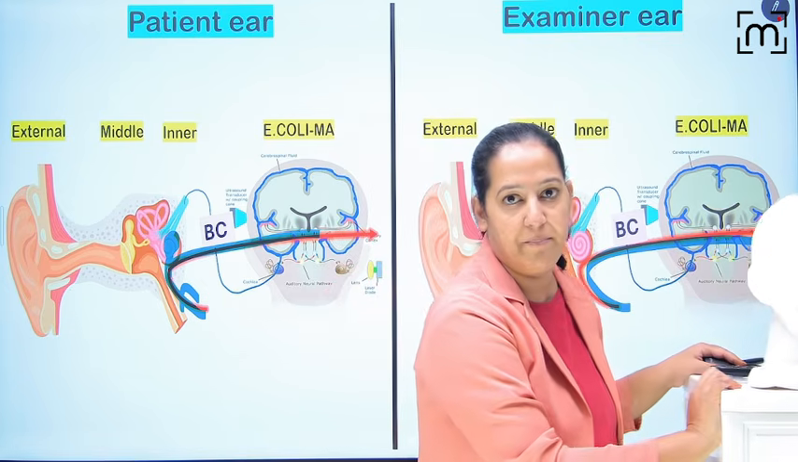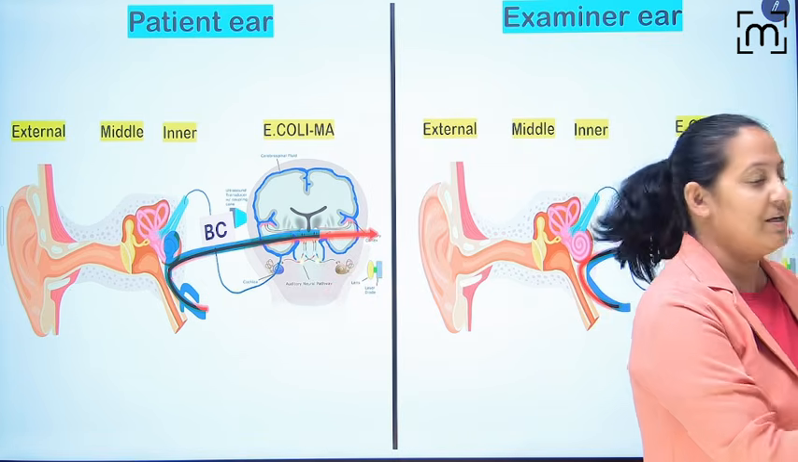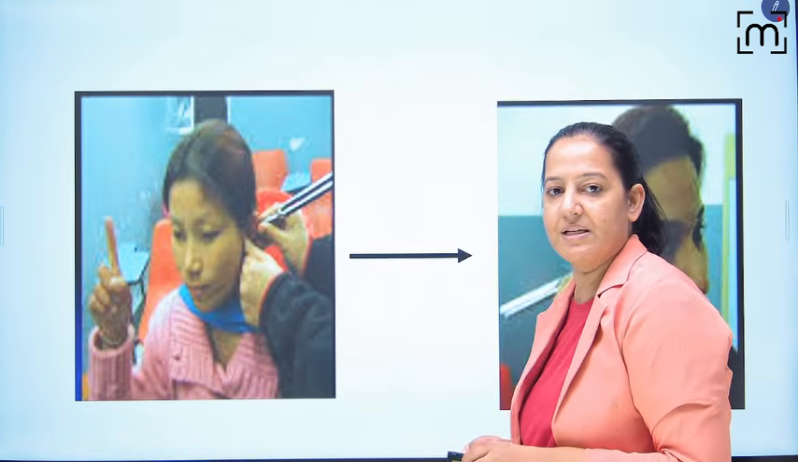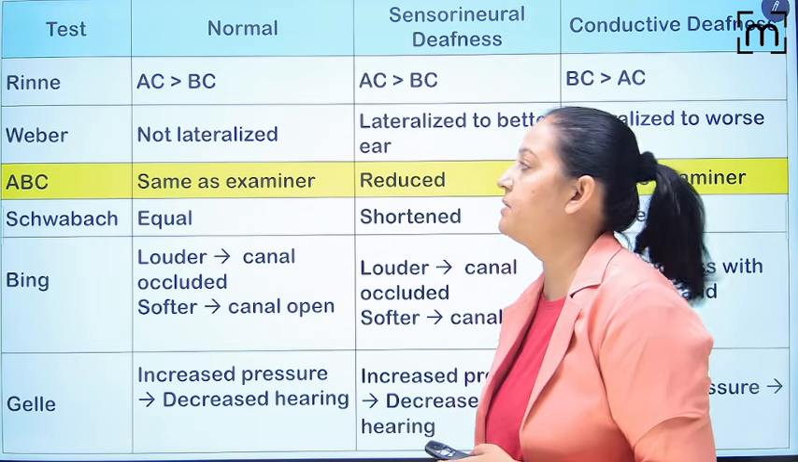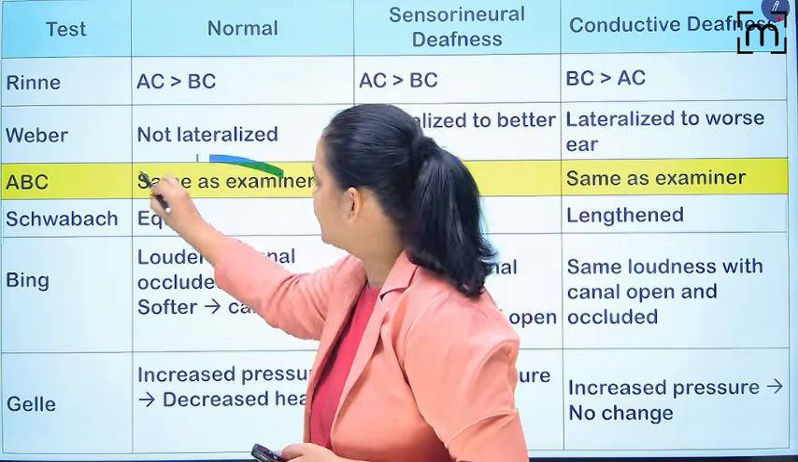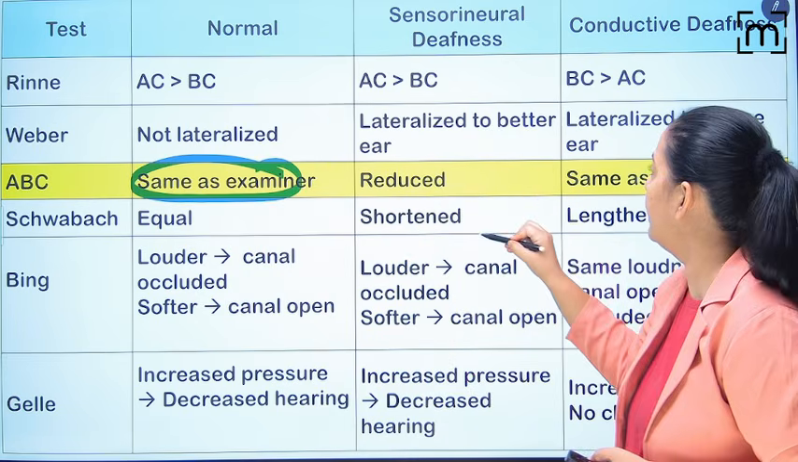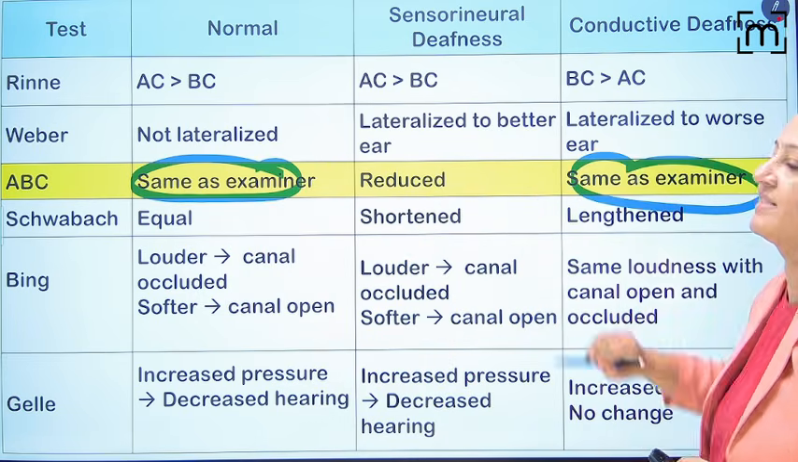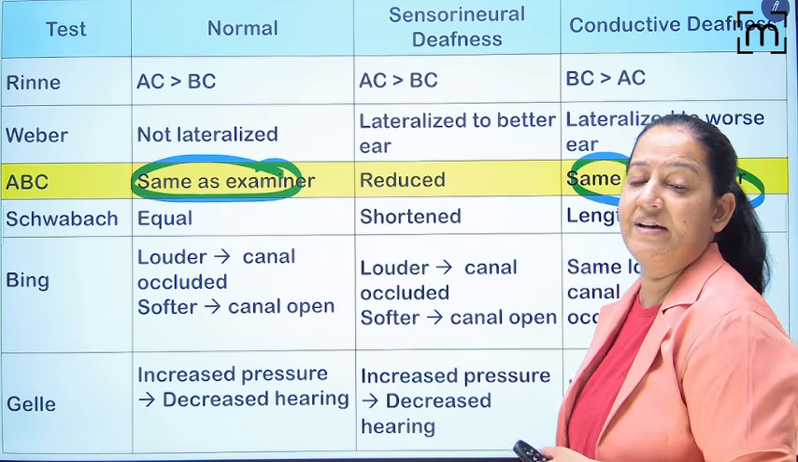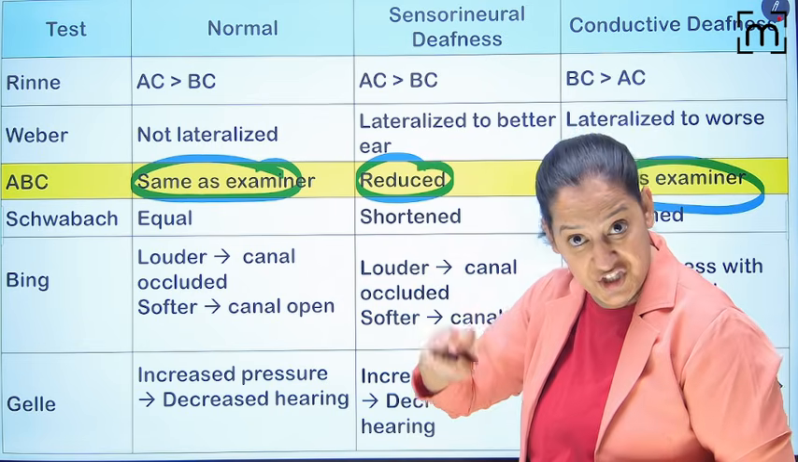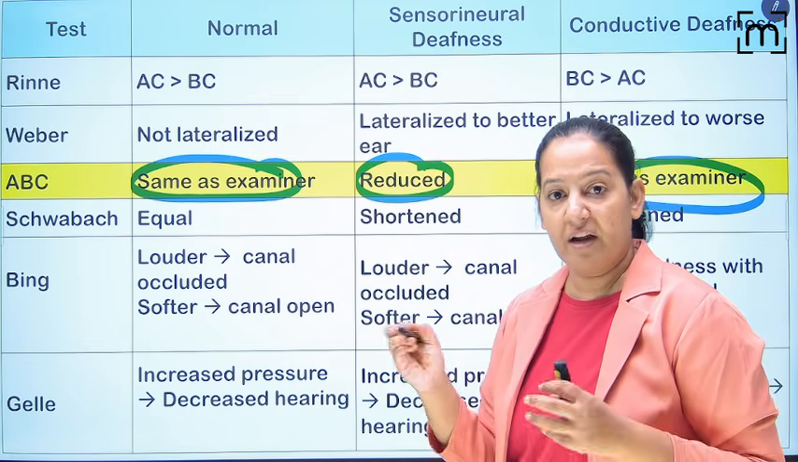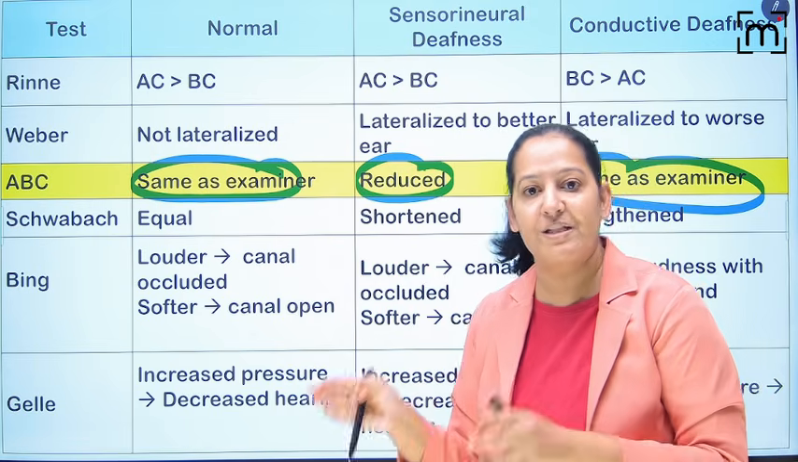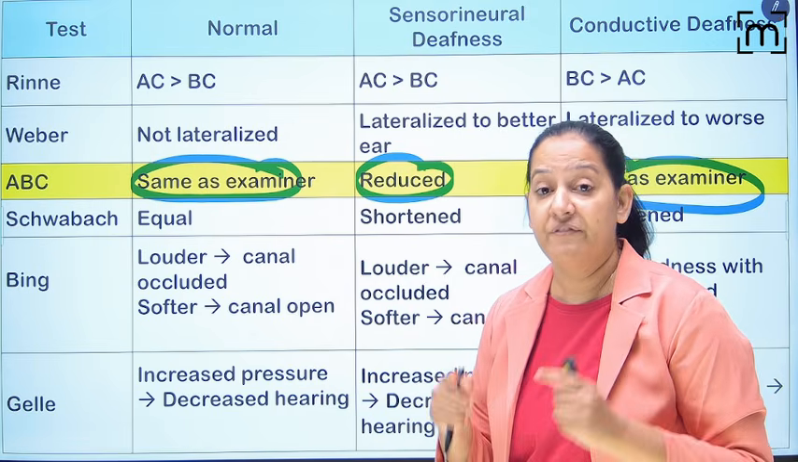I hope you got it, people. So this is the interpretation of this test, and this is how we perform it. Normally, it is the same as that of the examiner. In conductive deafness also, it's the same as that of the examiner. But in sensorineural deafness, the duration is reduced in the patient as compared to the examiner. So we are comparing the BC of the patient with the BC of the examiner with the meatus occluded.